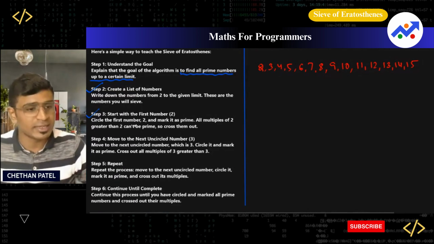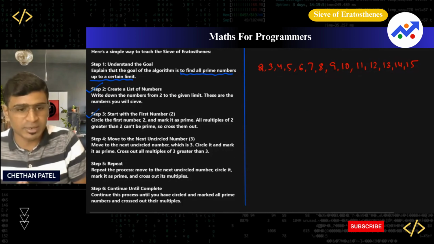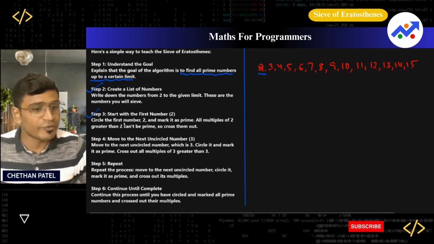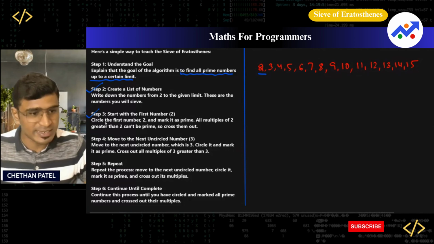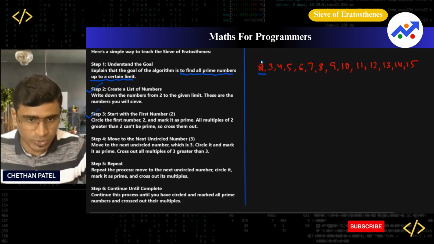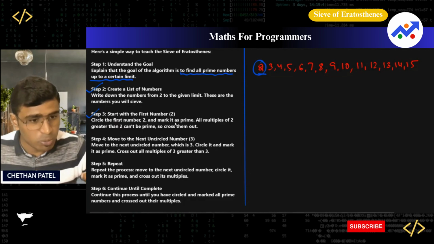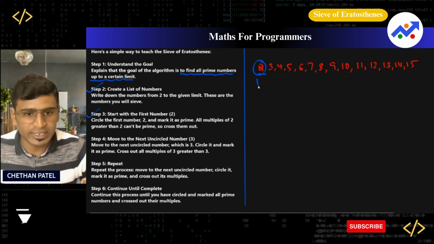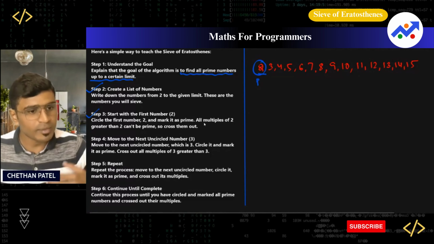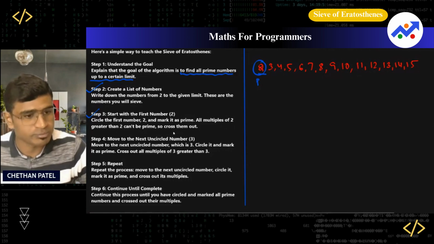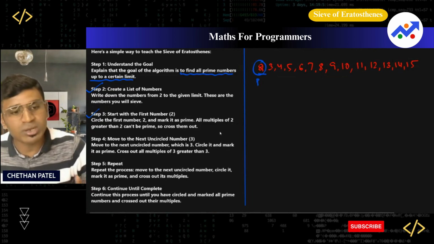Next, let's get into step number 3: start with the first number. Which is the first number here? 2 is the first number, right? They are telling us to circle the first number, which is 2. I'll circle it and mark it as prime. Next, all the multiples of 2 greater than 2 can't be prime, so cross them out.